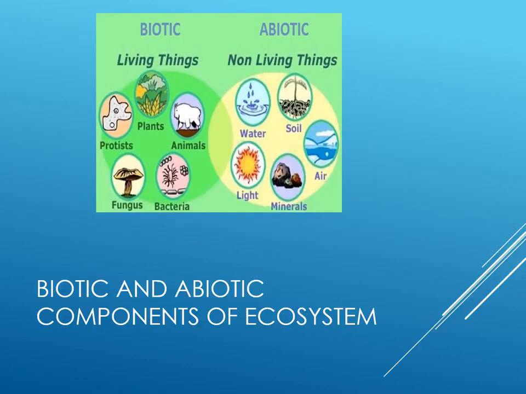Students, this slide shows the images of biotic components found in the ecosystem. So what are they? They are the plants, animals and microorganisms which are present in the soil. And the abiotic components, we are going to study in the further slides. What are they? They are the water, soil, air, light and minerals. So we will explore them individually in the further slides.